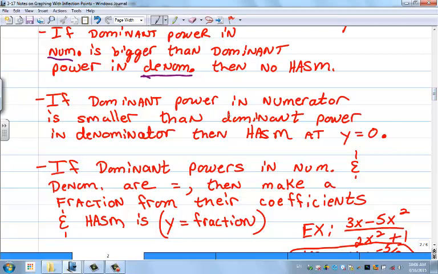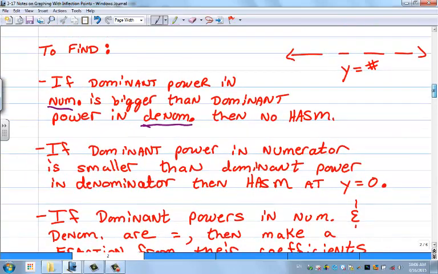If the dominant power in the numerator is smaller than the dominant power in the denominator, then there's a horizontal asymptote at y equals 0. Okay? So I just want to give you an example of what that would look like.